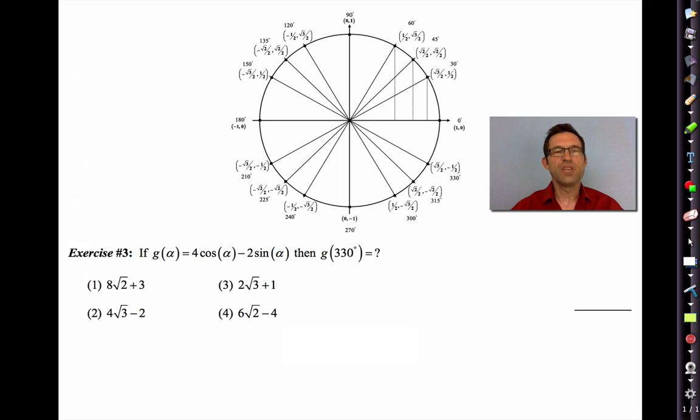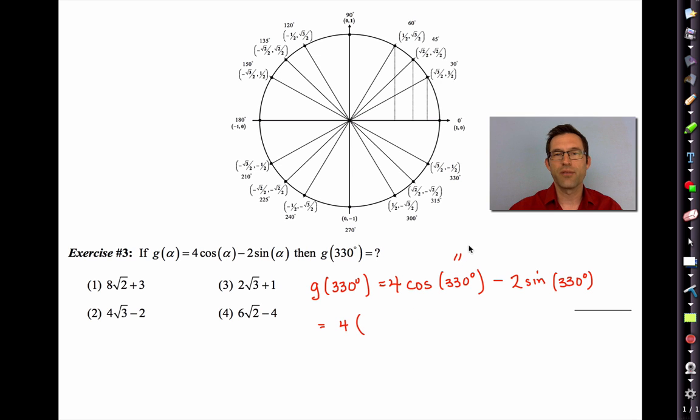Let's do it again. If g of alpha equals 4 cosine of alpha minus 2 times sine of alpha, then g of 330 degrees equals what? Well, again, this is simply function notation. Everywhere there's an alpha, I'm going to put in 330 degrees. So I have 4 times the cosine of 330 minus 2 times the sine of 330. All right, well, what is the cosine of 330? Well, it's the x-coordinate when we're at 330 degrees, which is root 3 divided by 2, minus 2 times the sine of 330. Well, the sine of 330 is the y-coordinate, and that ends up being negative 1/2.